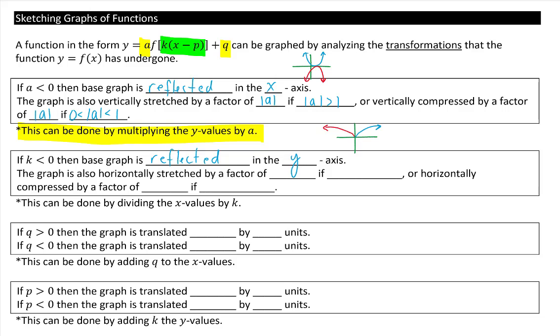The graph is also horizontally stretched by a factor of 1 over the magnitude of k if the magnitude of k is less than 1 or greater than 0. And it's compressed by a factor of 1 over the magnitude of k if the magnitude of k is greater than 1. Again, we're going to take a look at this note afterwards as well.